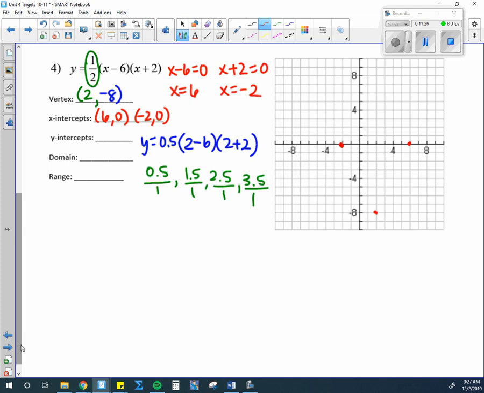So from my vertex, I will go up 1/2 over 1, then 1.5. So here's 1/2, and then another 1 will take me to here. Then 2.5. And 3.5 will take me to my vertex. I'm actually going to keep going just so I can fill up my whole graph. So I'm going to go up 4.5 over 1 as well. And I will stop there. And this gives me a fuller picture of my graph.